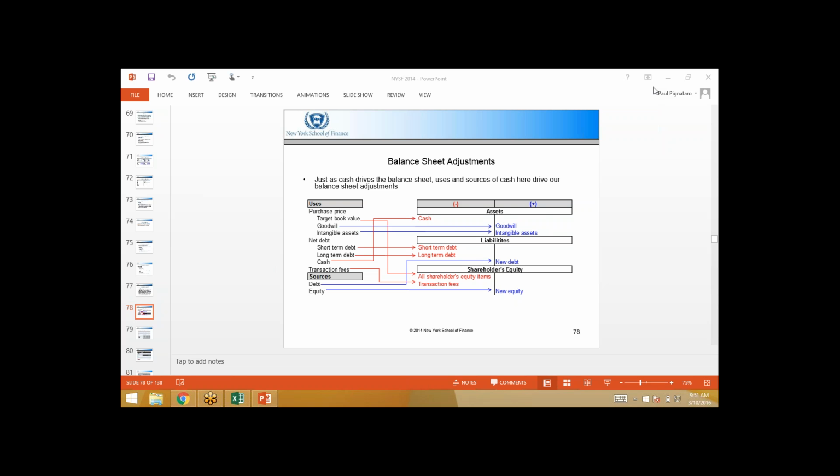What else? What's added to the balance sheet? The issuance of new shares, new equity. The acquirer issues new equity. What else? New debt. What else? Goodwill. Goodwill is added. Intangible assets are created.